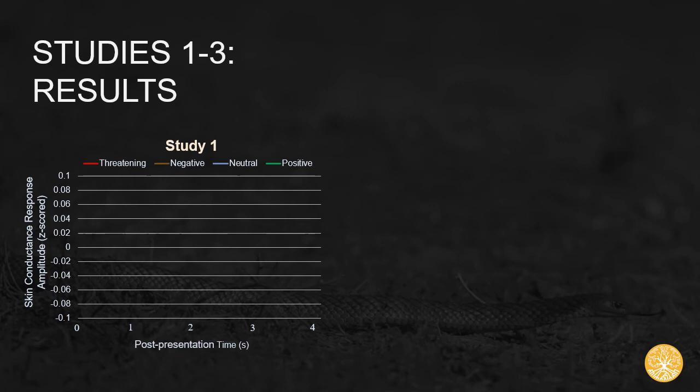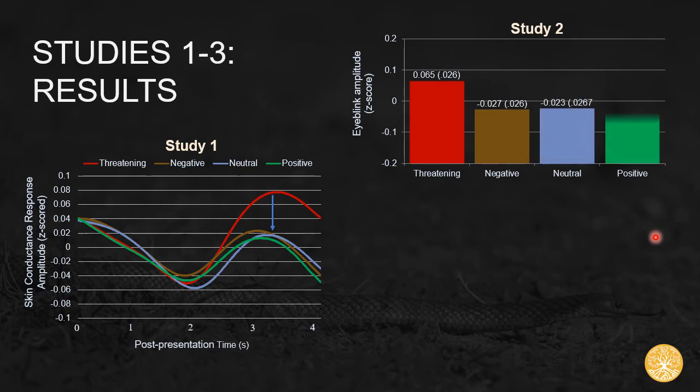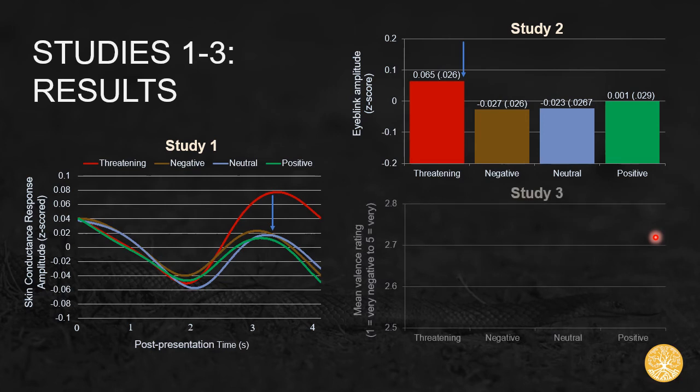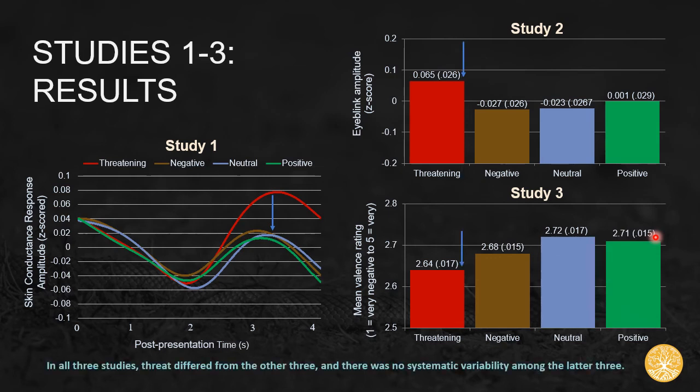So here's what I found. For study 1, what we're seeing here is skin conductance across time, right? Skin conductance is a slow response, and you can see that there was larger responses to threats than anything else. And here's startle eye blink, and what we're seeing is larger startle eye blink responses to threats than anything else. And in study 3, the evaluative inference task, where they're rating the valence, we can see that there was more negative ratings of threat relative to anything else.